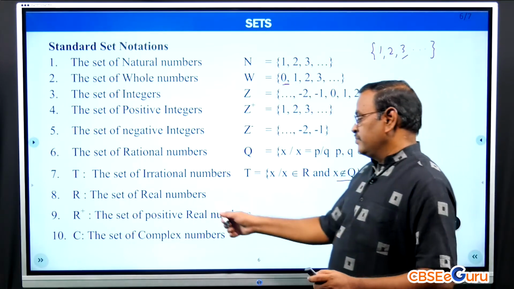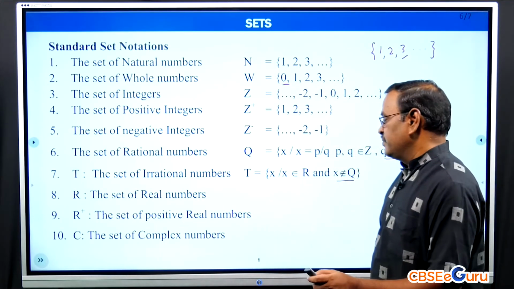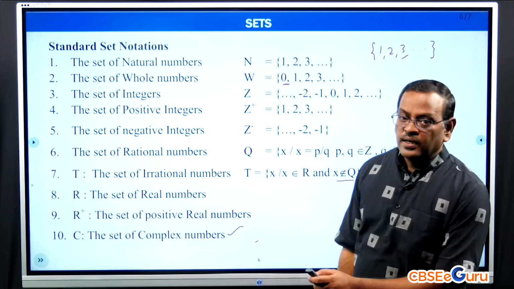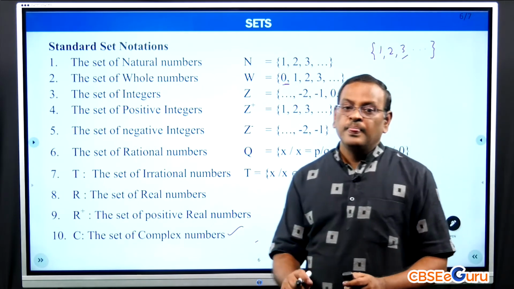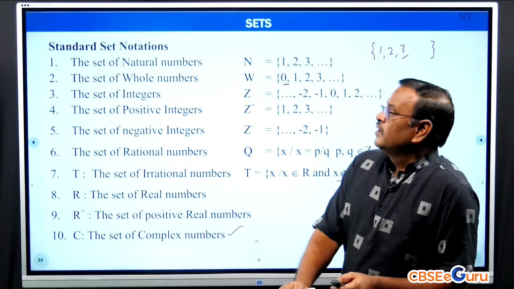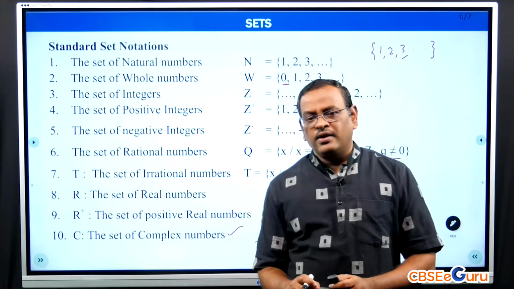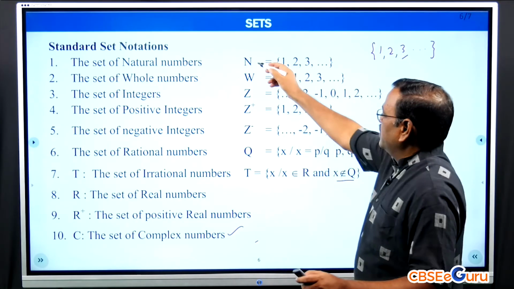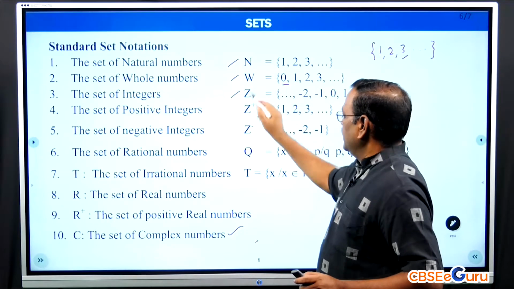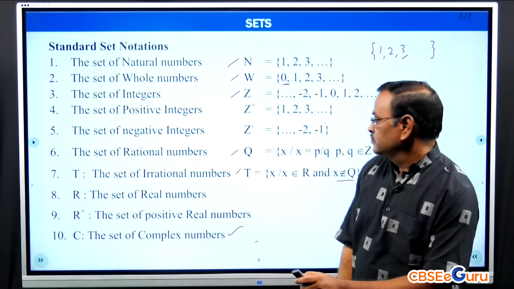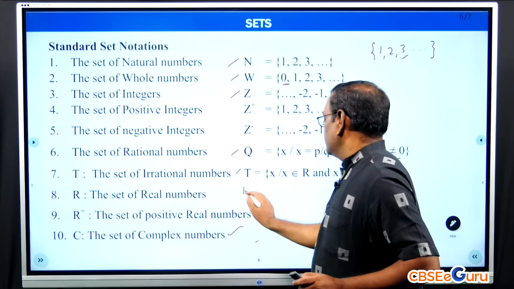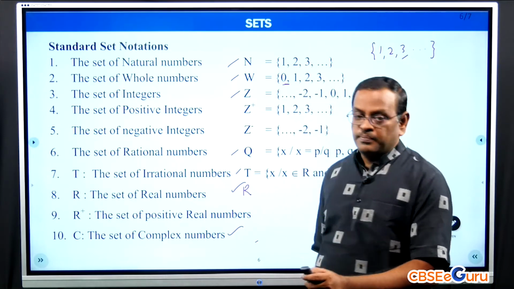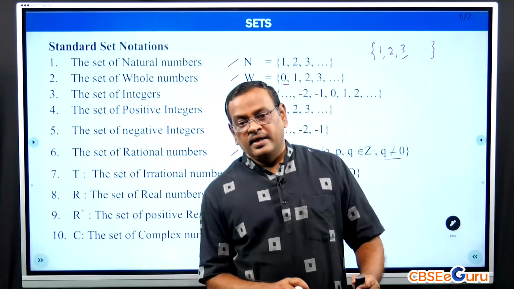And the set of all real numbers is R, R plus is the set of positive real numbers, and C is the set of complex numbers. This is a new number system. We will study it in detail in chapter 5. Very important chapter. So far, till 10th standard, you have the number system till R: natural numbers, whole numbers, 1, 2, 3, 4, 5, and here R, 6. Now we have a new number system called the complex number system. We will discuss it in detail in chapter 5.